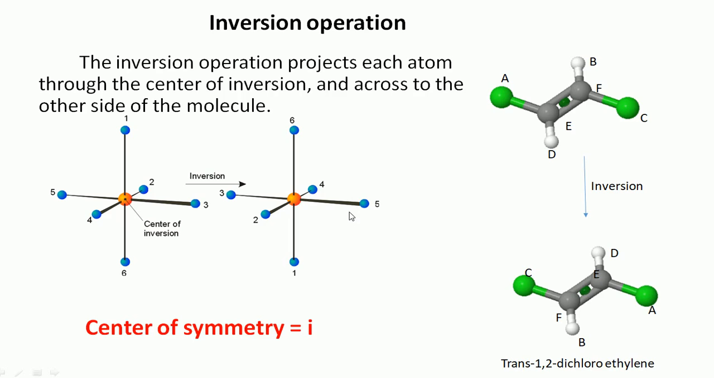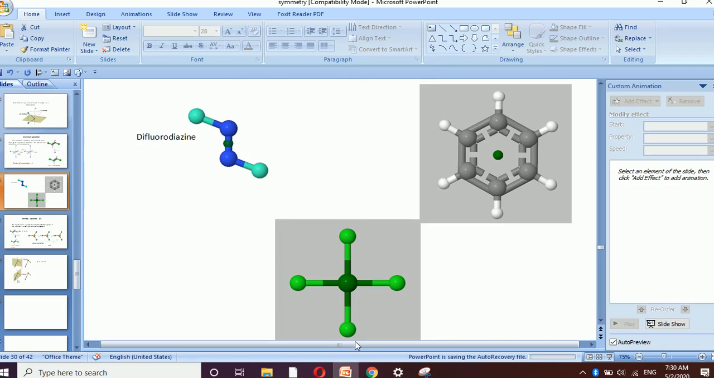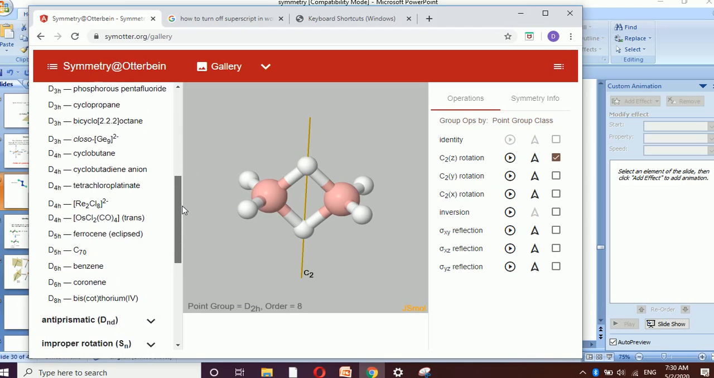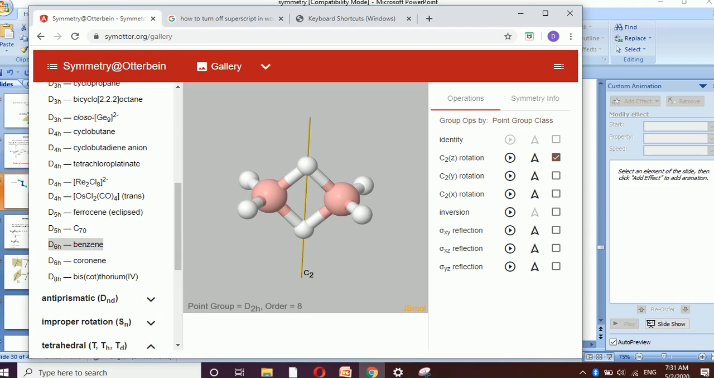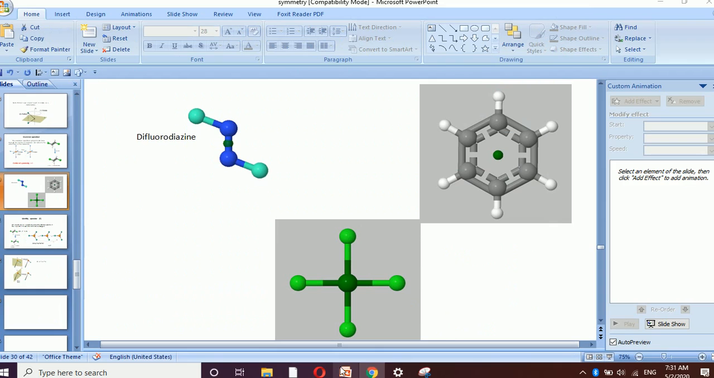So this is the inversion operation. You are actually inverting all the points in the molecule. Let me take you to the website for a moment. If you take the benzene molecule, this is the inversion center, and when you invert this, you see all the points will be inverted exactly to the opposite direction. Okay, I hope it's clear.